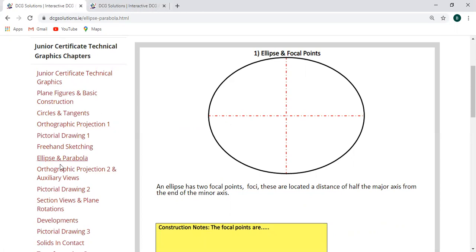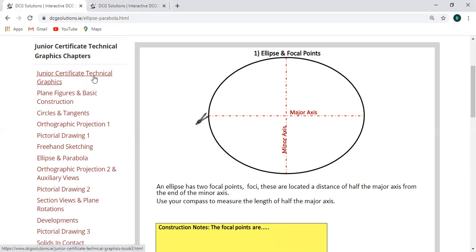Okay, so if you just read down here, the focal points are located at a distance of half the major axis from the end of the minor axis. So half the major axis is a distance from here over to the end of the major, so that's half the major. And the minor axis, we know, is the very top point here down to the center.